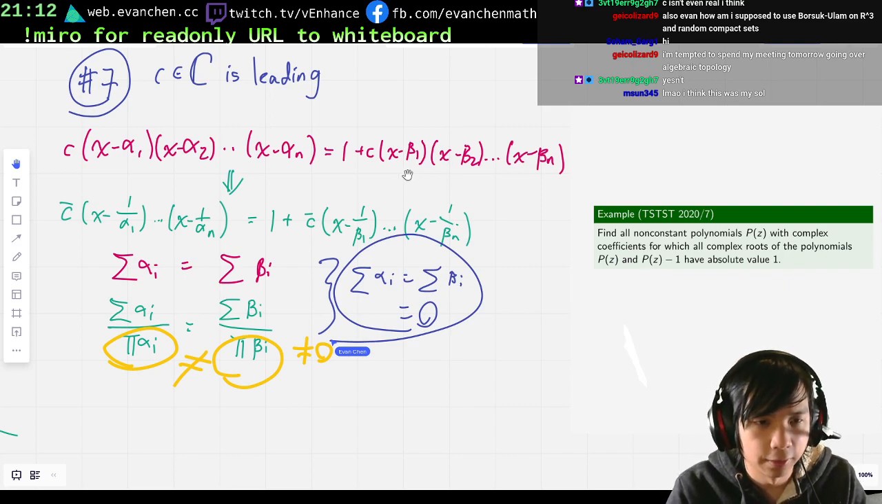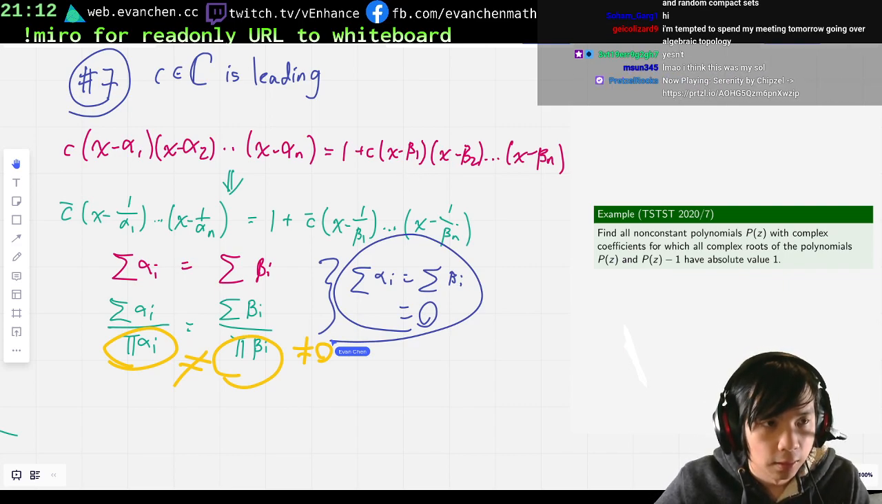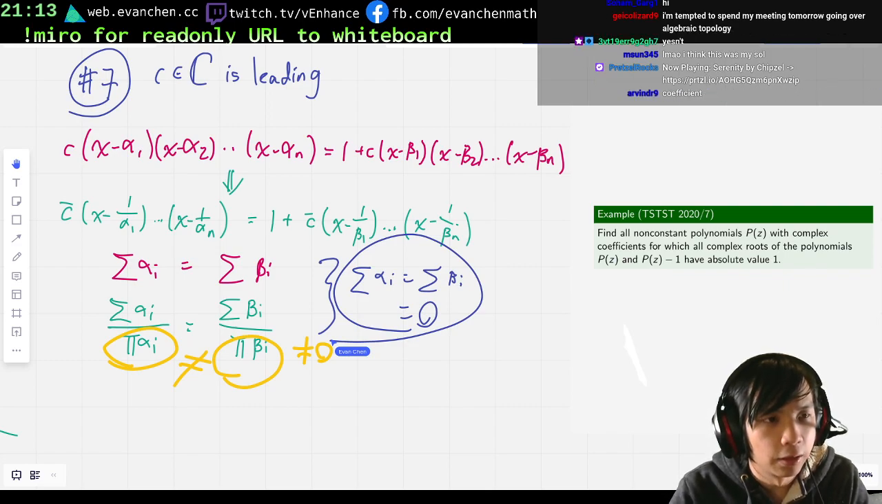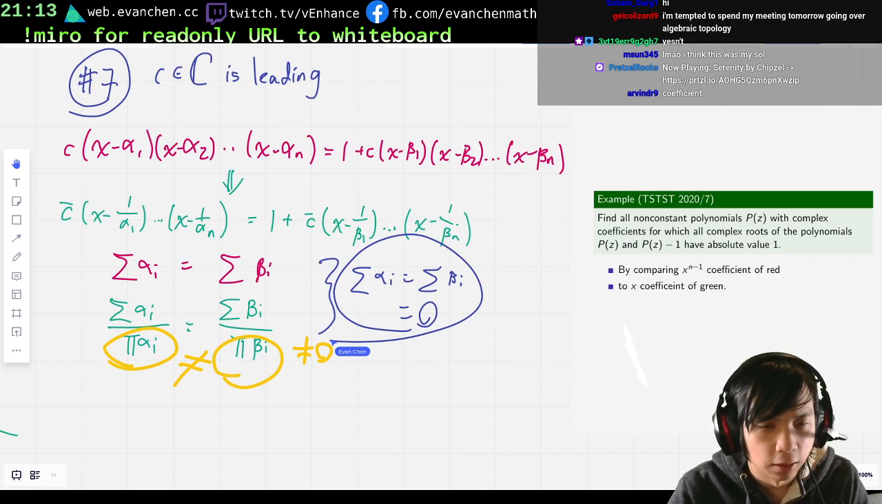So to summarize, by comparing the x to the n minus 1 coefficient of red to the x coefficient of green, we conclude the sum of alpha i equals the sum of beta i equals 0, i.e. both coefficients are 0.